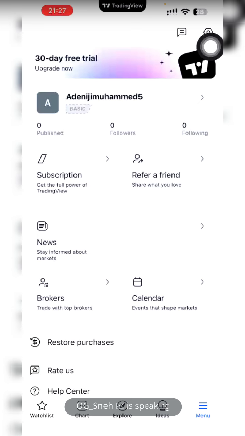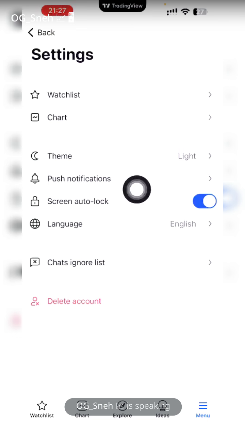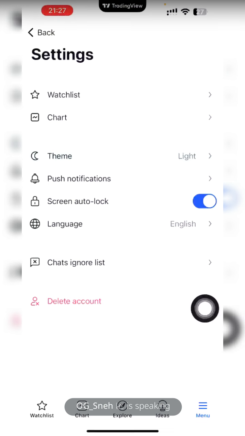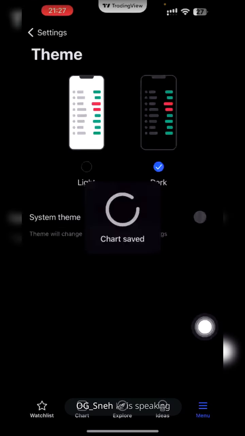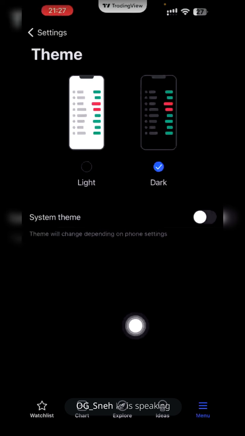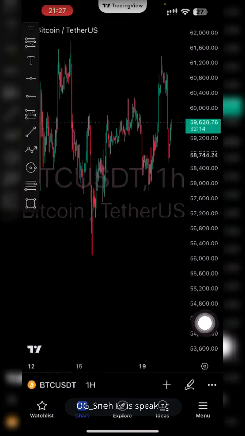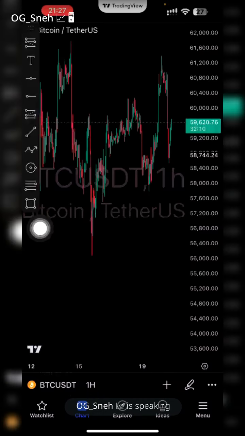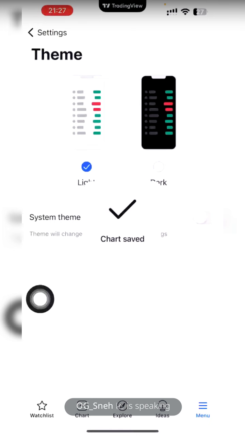Do you understand? So you can change whether you want it white light or dark. Let's change it to dark and see what I'm talking about. So can you see dark now? But if I open dark, you'll not be able to see a lot of things that I want you to actually get. So I will change it back to light. You see that this one is clearer. Am I making sense?